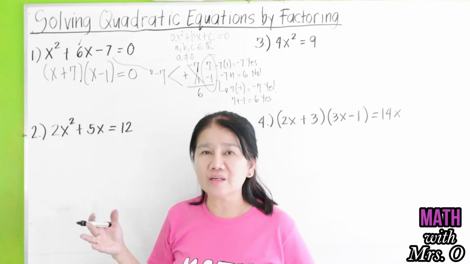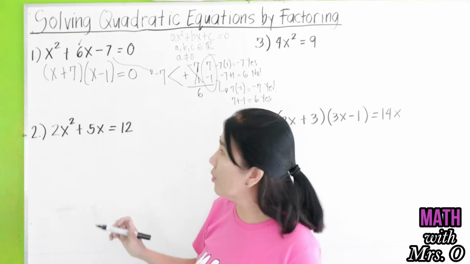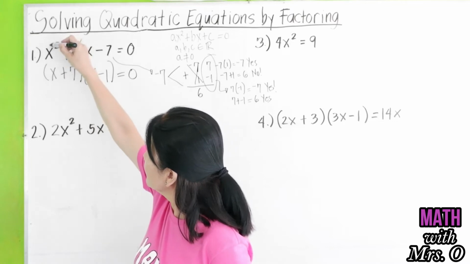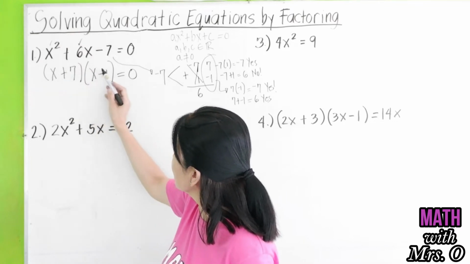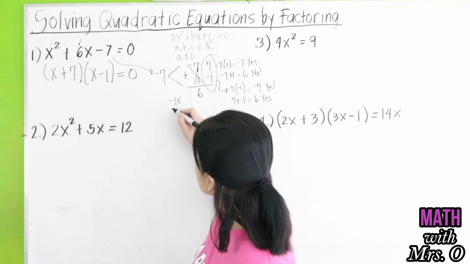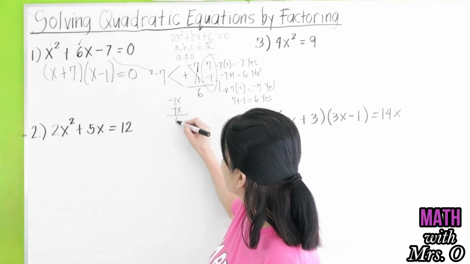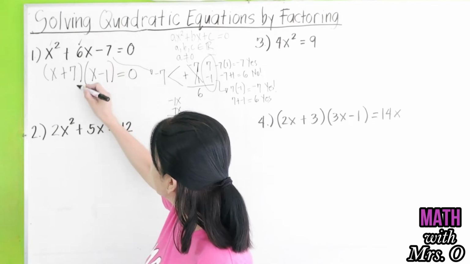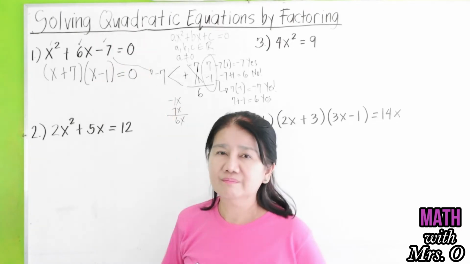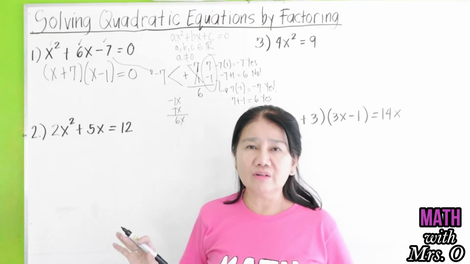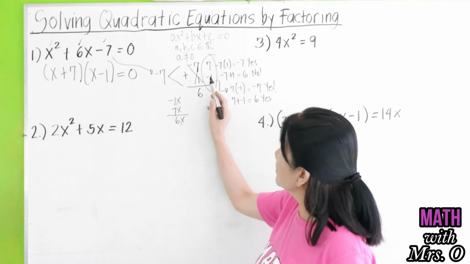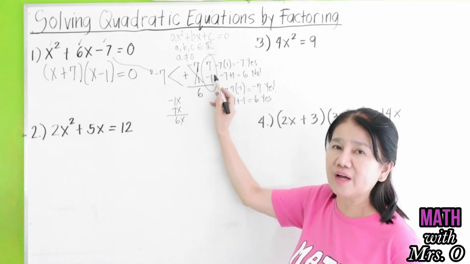You can also check by doing the FOIL the long way: x times x is x squared, x times negative 1 is negative 1x, 7 times x is 7x, add them and you get 6x, which is the middle term, and 7 times negative 1 is negative 7. You can do it the long way also, but I didn't write it here because we are already sure of the factors.